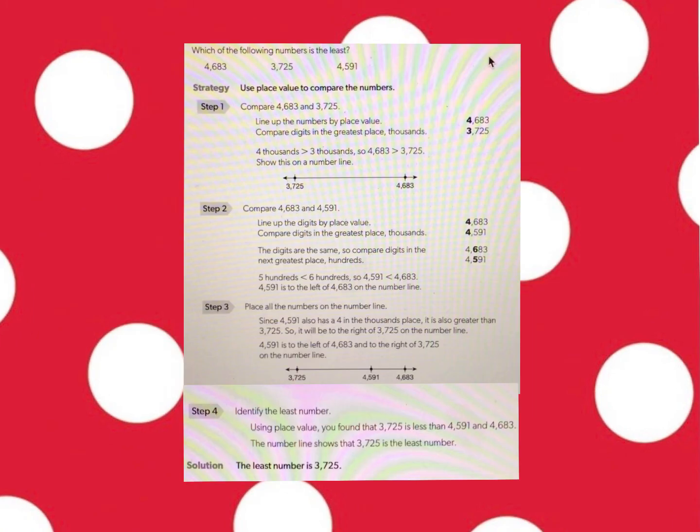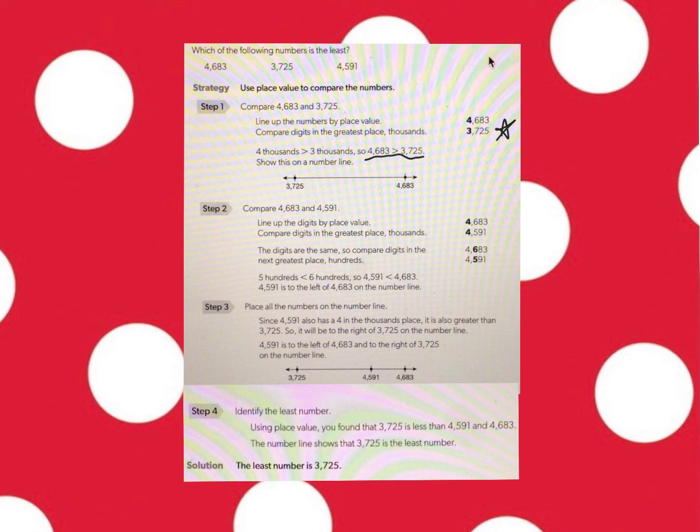Here's the strategy that we can use for place value to compare the numbers. We can first compare 4,683 and 3,725. We're going to line up the numbers by place value. Over here you can see us lining up the numbers, and we're going to compare the digits in the greatest place, the thousands place. We know that 4,000 is greater than 3,000. So we know that 4,683 is greater than 3,725. And I like to show this on a number line.